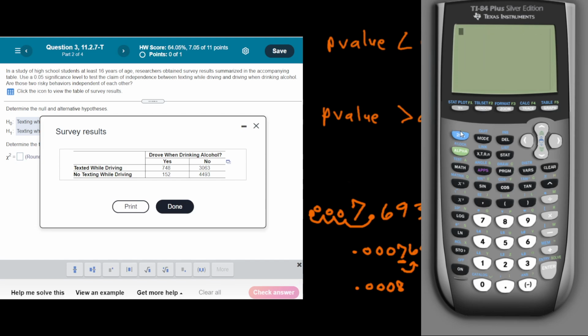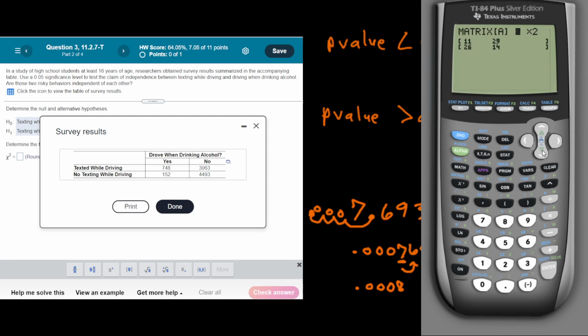So very slowly. I don't think I moved slowly the last time. I'll move slowly this time. Okay, so second, we hit the matrix button. We're going to move over 2 places to your right so we can highlight edit. Very similar to the stats edit thing where we put a list in, we're going to put a table in now. We're going to hit enter.